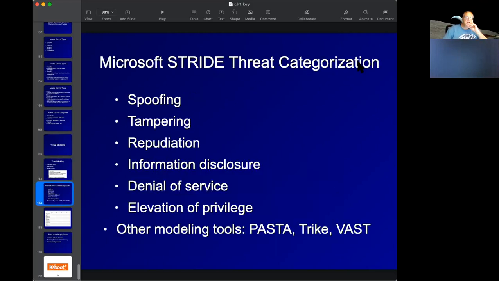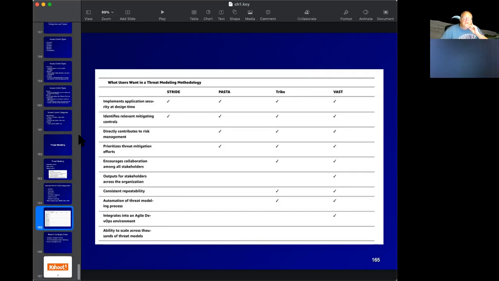Microsoft has STRIDE for threat categorization: spoofing, tampering, information disclosure, elevation of privilege. These are just ways to list the various bad things that can happen, and there are other similar modeling tools. So there are various versions of it: STRIDE, PASTA, Trike, and VAST, that all attempt to list and categorize the various bad things that can happen to you. STRIDE is the one I hear about most.